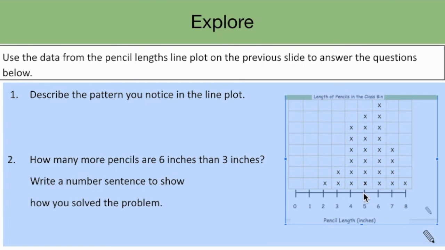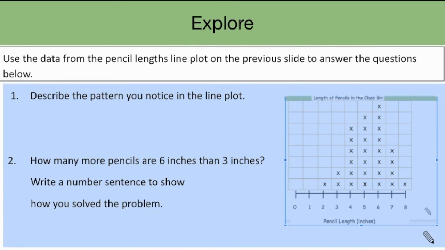The second question asks, how many more pencils are 6 inches than 3 inches? This is a comparison question, which means that we are going to be subtracting. The equation I would write would look like this. For 6-inch pencils, I know that there were 8 marks on the line plot. And for 3-inch pencils, there were 2 marks on the line plot. Therefore, the equation I would write is 8 minus 2 equals 6. There are 6 more 6-inch pencils than there are 3-inch pencils.